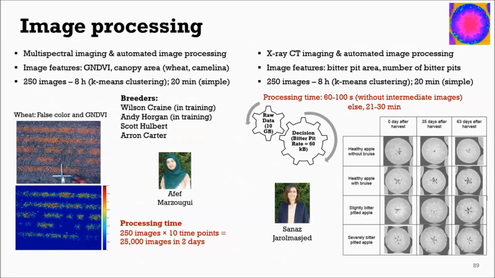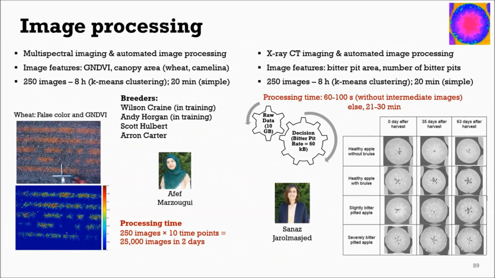So here we are using X-ray CT. In apples, there is a disorder called bitter pit, often associated with calcium deficiency. And sometimes the bitter pit starts from within the apples rather than the surface. So we use the X-ray technique mainly for production rather than breeding. It can be useful for breeding as well.